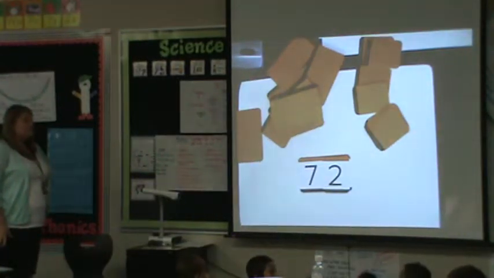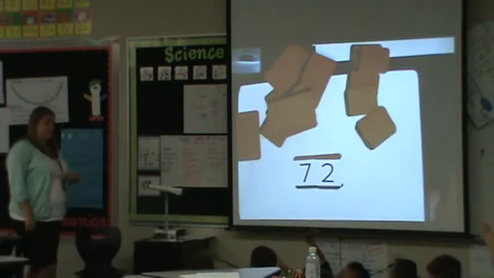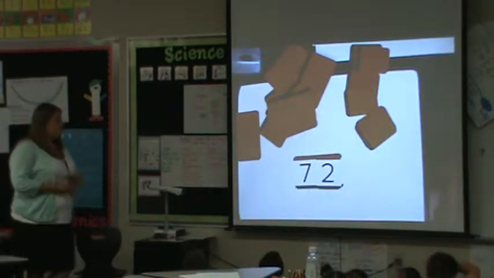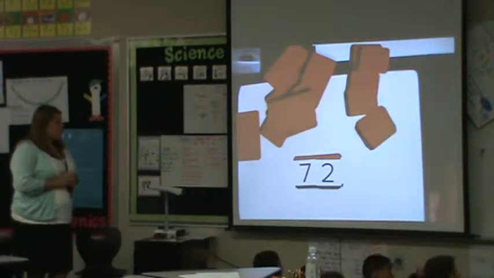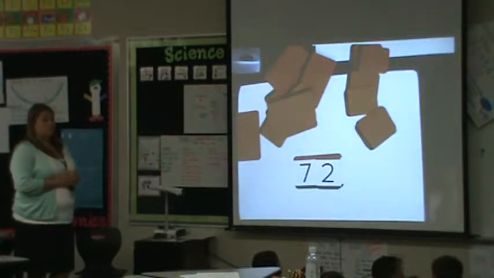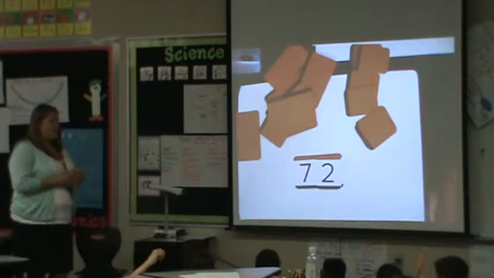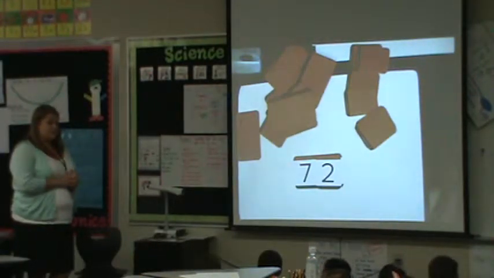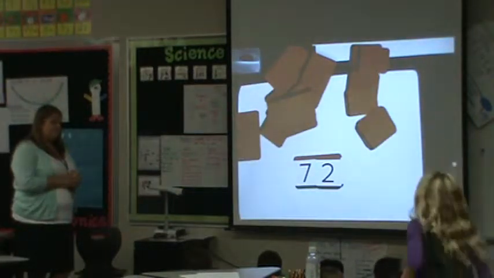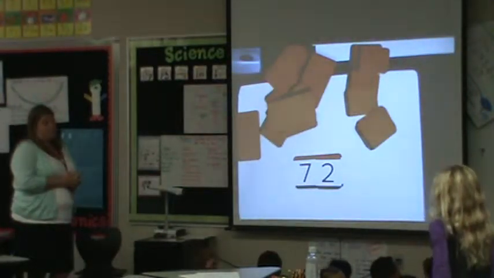Okay. Anybody know something different about the number 72? Landon? I know that the tens digit is more than the ones digit, because 7 is more than 2, so if we're just looking at the digits. Okay. Olivia, you know something different? I know that 2 is less than 7. You know that 2 is less than.